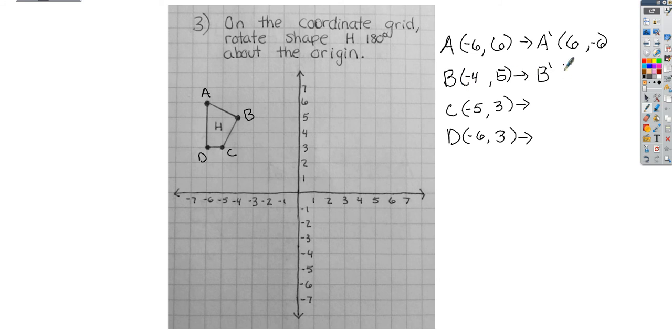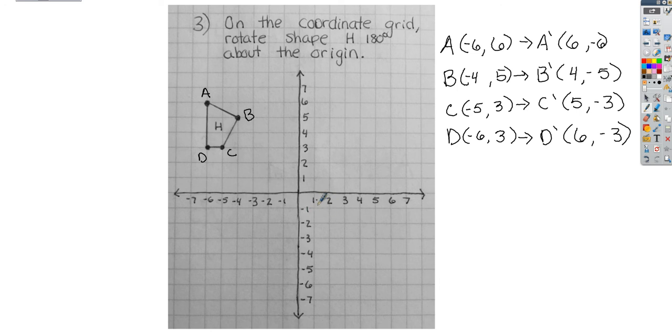Okay, B prime. It's negative 4, so the opposite of negative 4 would be positive 4. The opposite of positive 5 would be negative 5. C prime. We're just changing the sign to its opposite. So this is a negative 5, so we make it a positive 5. This is a positive 3, so we make it a negative 3. We aren't changing the order, we're just changing the sign. And D prime, we do negative 6, the opposite is positive 6, and positive 3, the opposite is negative 3.